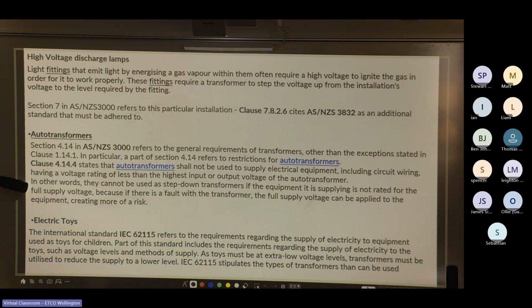Electric toys. The international standard IEC 62115 refers to the requirements regarding the supply of electricity to equipment used as toys for children. Part of the standard includes the requirements regarding the supply of electricity to the toys, such as voltage levels and method of supply. As toys must be at extra low voltage levels, transformers must be utilized to reduce the supply to a lower level. IEC 62115 stipulates the types of transformers that can be used. Note, toys for children, not toys for adults. Toys for adults, you can do whatever you want. Cool.